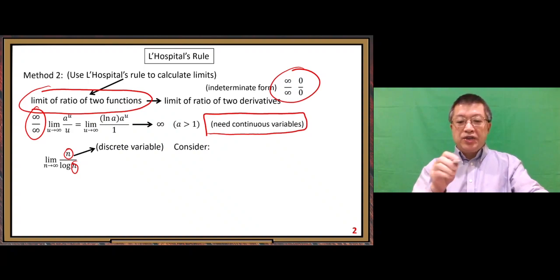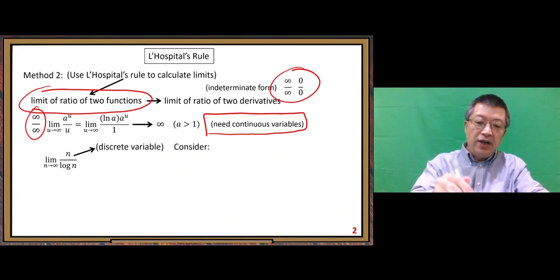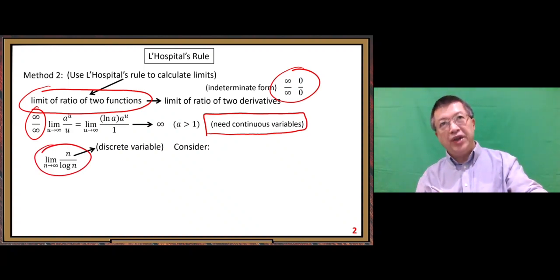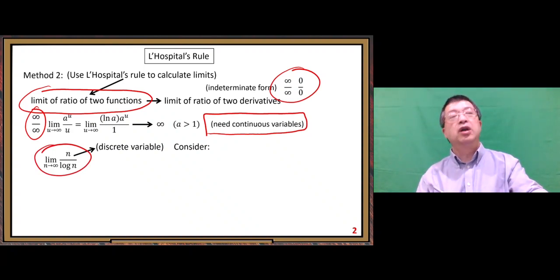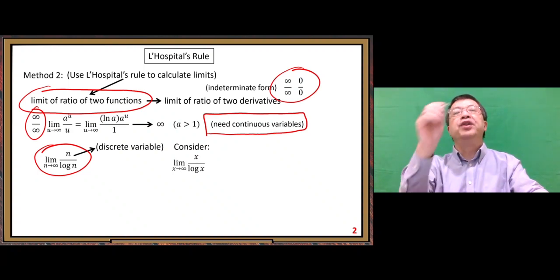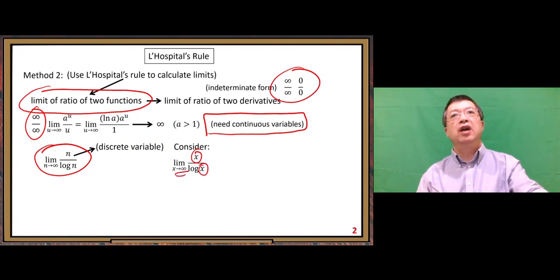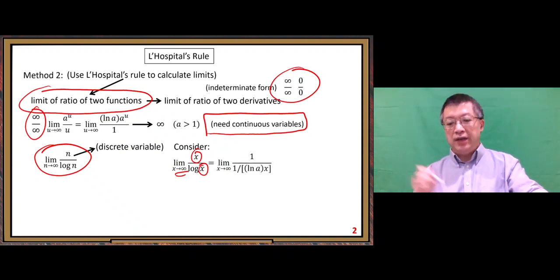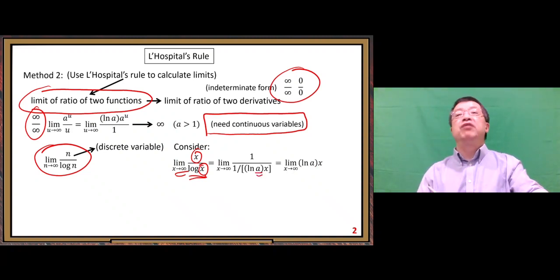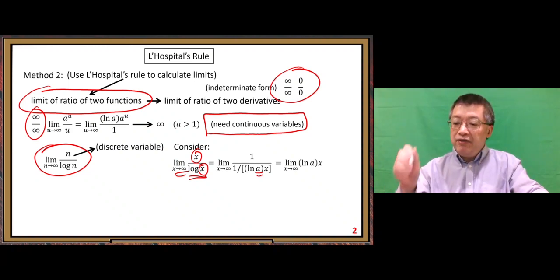So in order to calculate this ratio with discrete variables, we need to convert it to a continuous variable. So here we use x, a continuous variable. This time it's safe, we can take the derivative. After taking the derivative, I hope you know the formula for the derivative of log of x, with base a. So we have that. Then after simplification, we have this expression, and finally we get infinity.